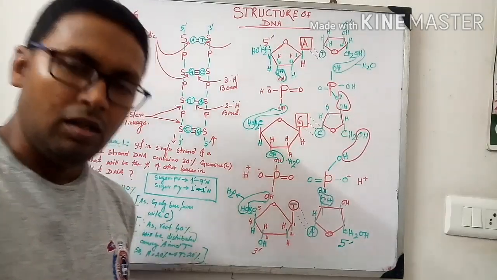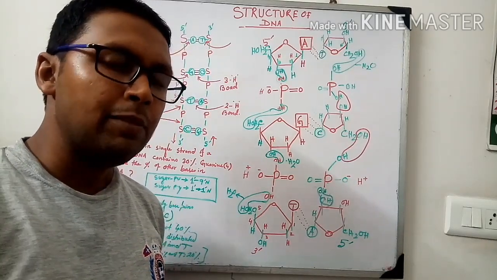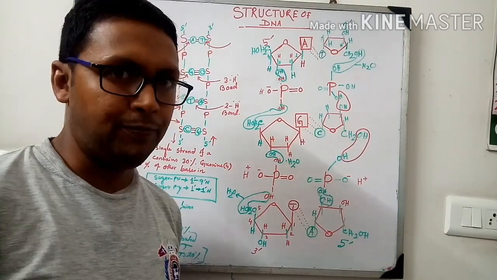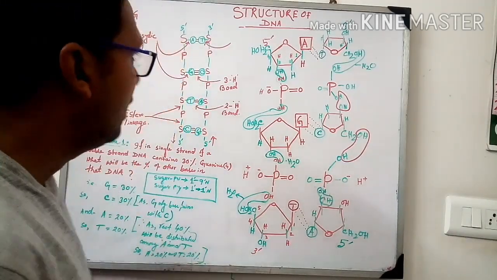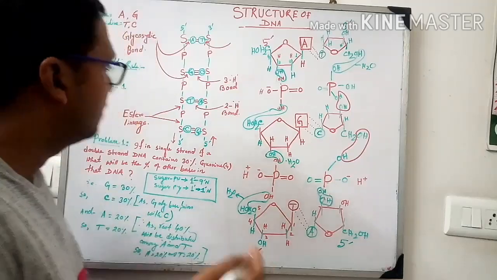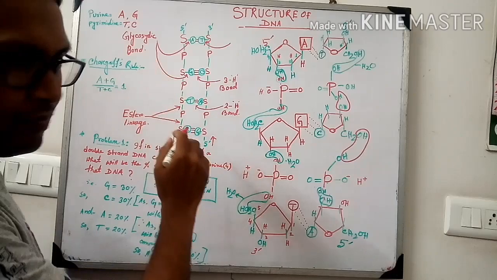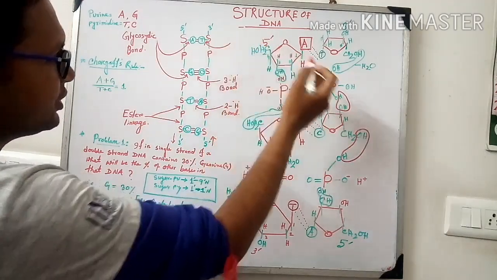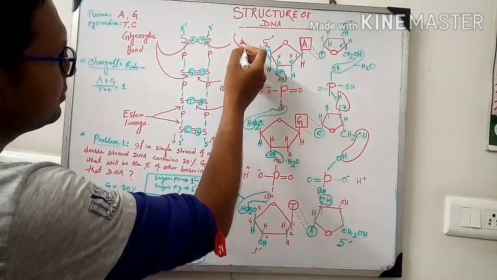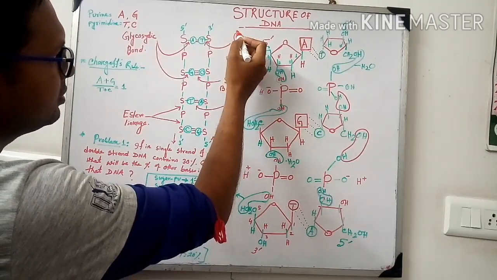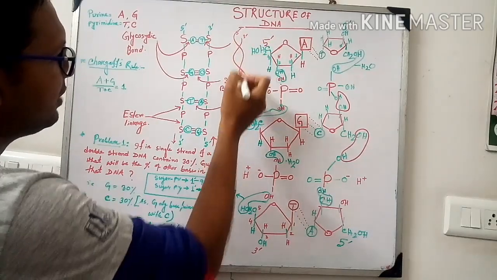Namaskar. Today we are going to discuss the chemical structure of DNA. What is actually the chemical structure of DNA? If we carefully notice, the basic structure of DNA is a helical structure, where one strand is 5 prime to 3 prime, and the other is 3 prime to 5 prime.